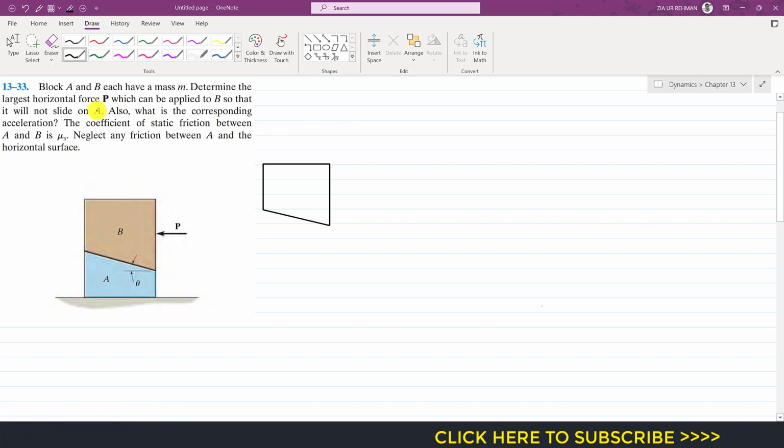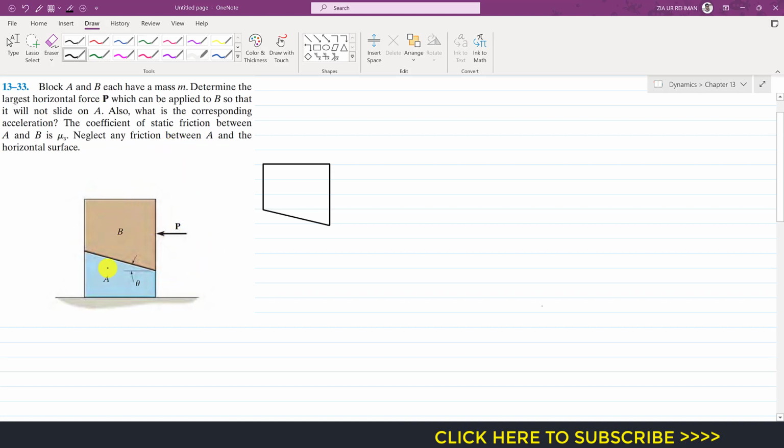Now we have this problem to solve. In this problem it is said that block A and B each have a mass m. Determine the largest horizontal force P which can be applied to B so that it will not slide on A. Also, what is the corresponding acceleration? And the coefficient of static friction between block A and B is mu s. And further it is said that neglect any friction between block A and the horizontal surface.